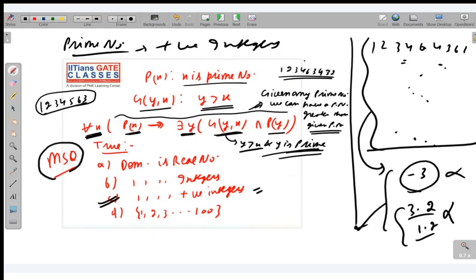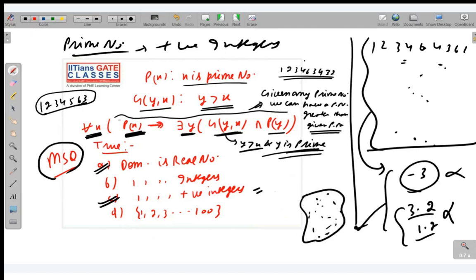But see, this is an MSQ, that means multi-select question. More than one answer can be correct. If they want to say domain is real number, then also not a problem. Why? Because first I am checking that is it prime number or not. If it is prime number, then I am saying I will be able to find a prime number greater than the given prime number. Are you getting it? So if we have a domain of real number also, no need to worry at all.